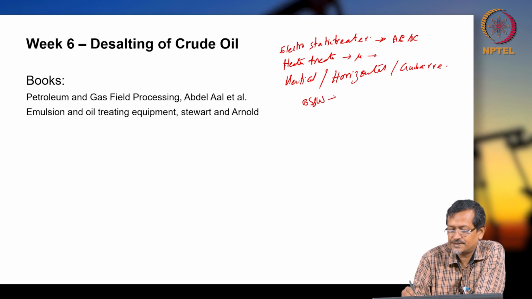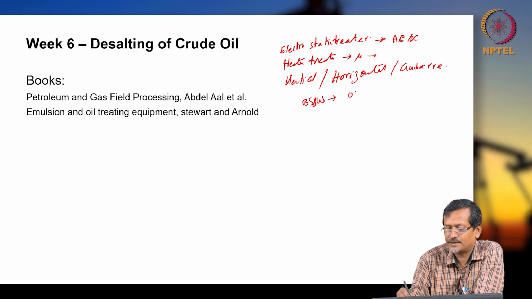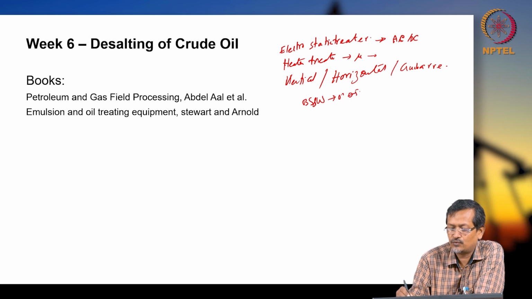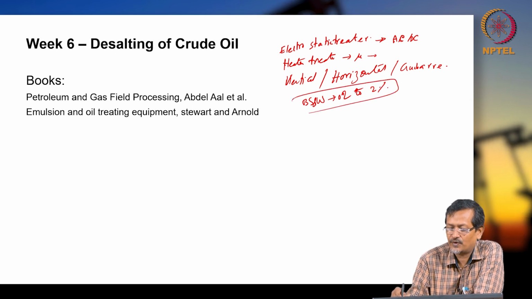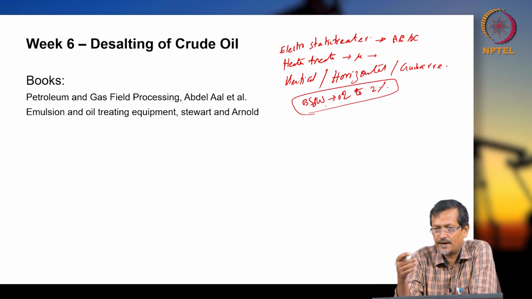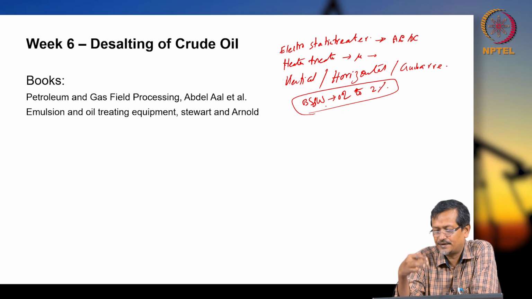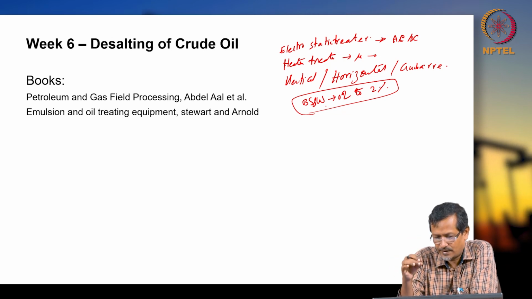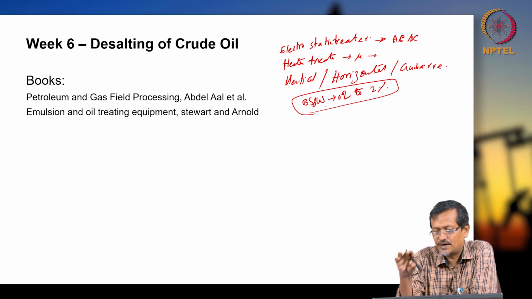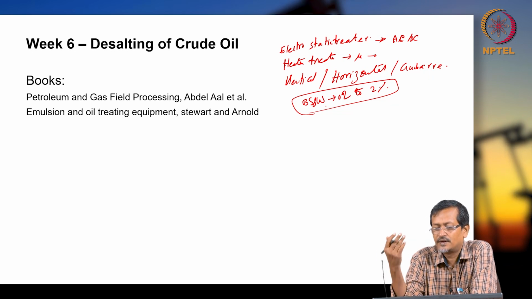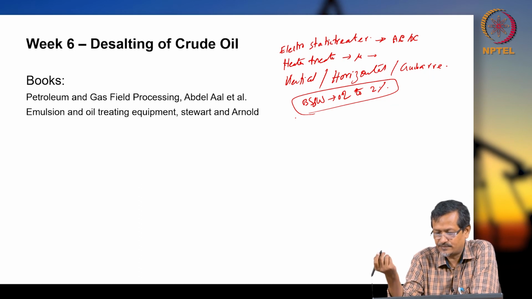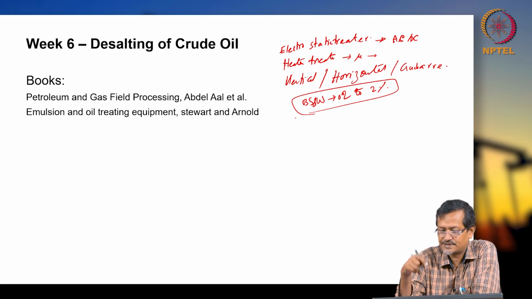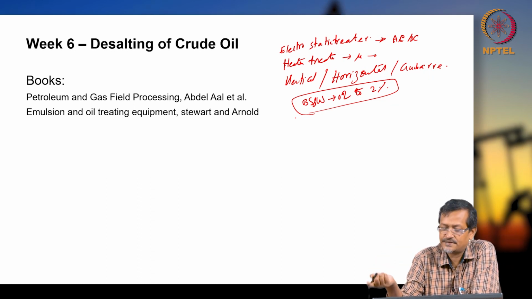BS and W normally will be like 0.2 to 2% approximately. Basically water will be there and some sediments and other things will be there in the oil after separation. So that oil will be transported to your refineries. Now if we have higher BSW, then your customer will not buy, and some other issues will be there.